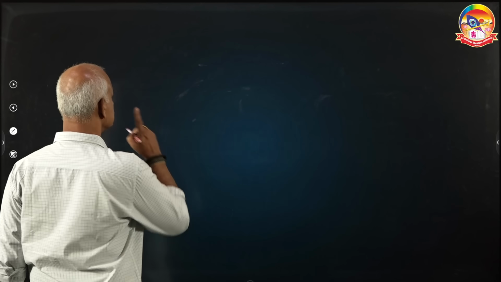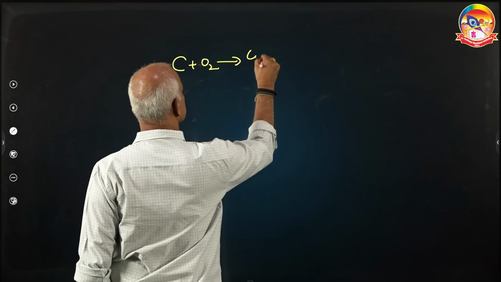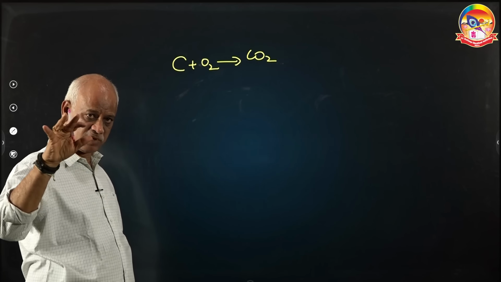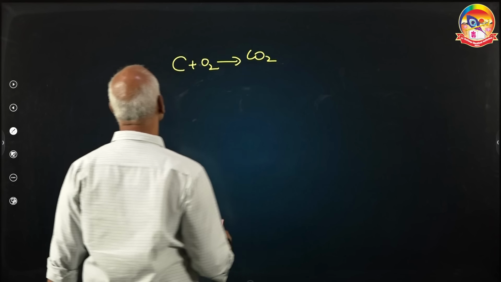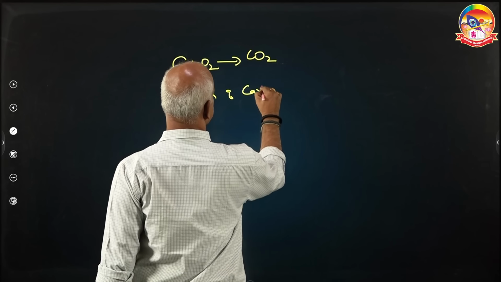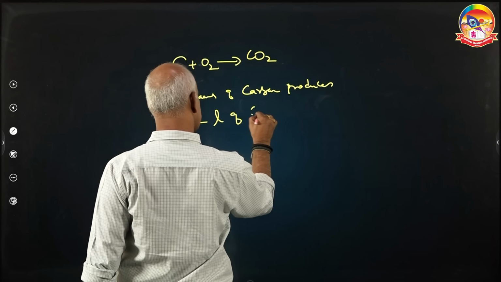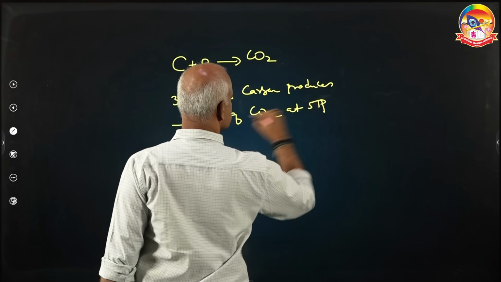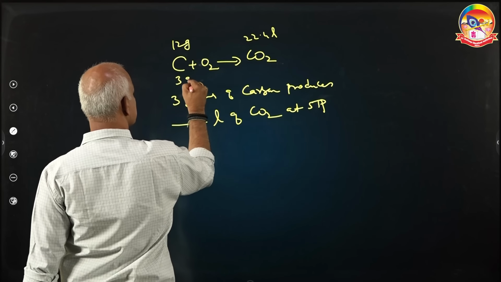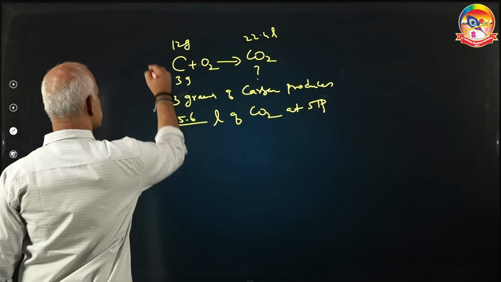Suppose they say, C plus O2 gives CO2 is called combustion. Combustion of carbon produces carbon dioxide. Now suppose you are having a question: 3 grams of carbon produces dash liters of CO2 at STP. Simple question, 12 grams will produce 22.4 liters. 3 grams will produce how much? Happily you can say 5.6 liters. This is question number 1.